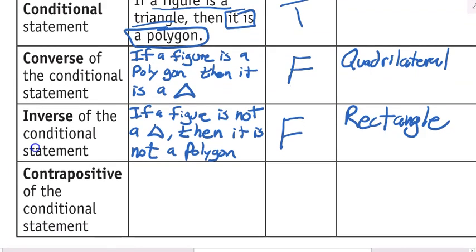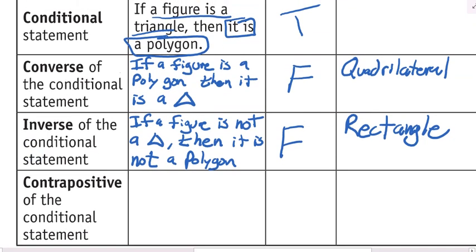The last one is the contrapositive, and you just flip and negate, so it's a combination of the converse and inverse. We take the original conditional statement: if a figure is a triangle, then it is a polygon. We need to flip the hypothesis and conclusion, so now the part about it being a polygon comes first and the part about it being a triangle comes second, and negate. So, if a figure is not a polygon, then it is not a triangle.